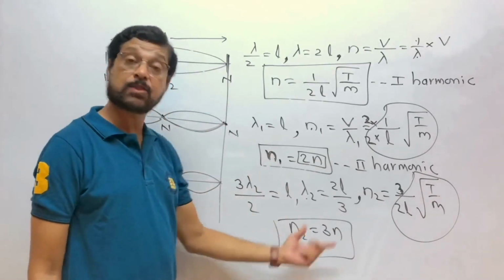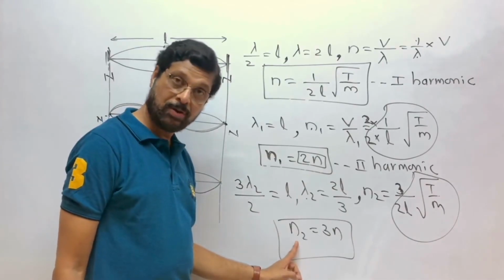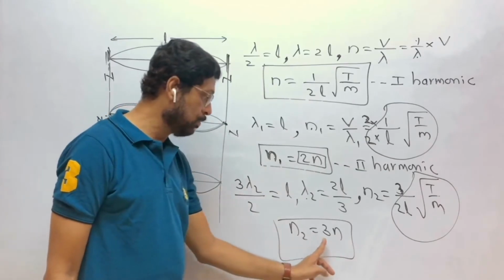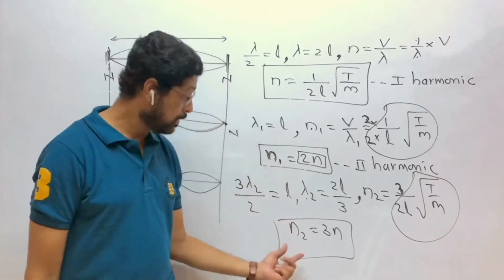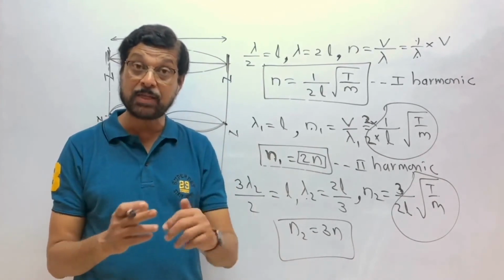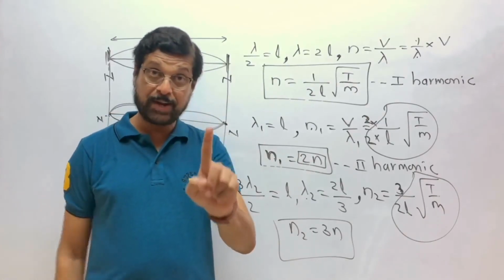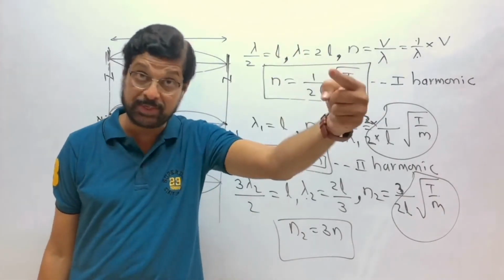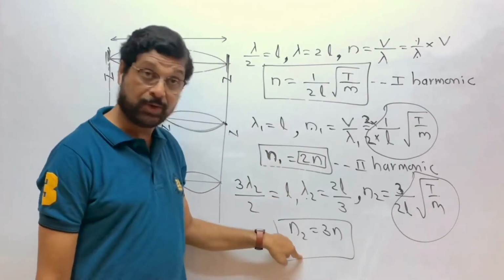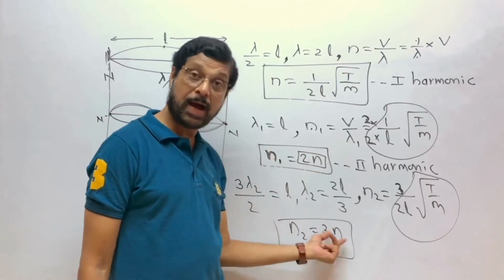This is the next mode of vibration. Second overtone is equal to third harmonic. Second overtone means the second frequency after the fundamental frequency. N1, first overtone, means the first frequency after the fundamental frequency. N2, second overtone, the second frequency after the fundamental frequency, is equal to the third harmonic.